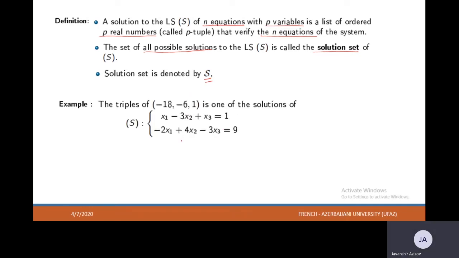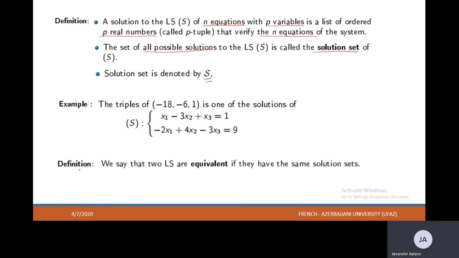Suppose that we have this linear system and the triple minus 18, minus 6, 1. If we write minus 18, minus 6, 1 instead of x1, x2, x3 respectively, the equations will be true. Because of this, the triple is one of the solutions of the system.